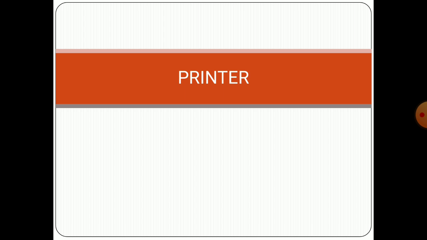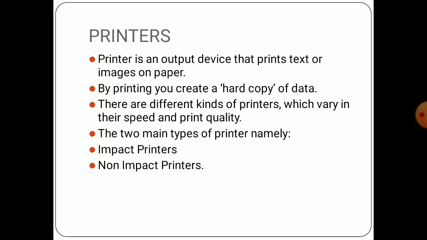The next one is the printer. Your monitor is used when you want to display the content as soft copy data, and printers are used when you want to display your content as hard copy data. That you have to remember. Printers are the output devices which print text or images on paper. They are used to print the hard copy of the data. Based on the speed and the printing quality, we divide printers into two types: impact printers and non-impact printers.